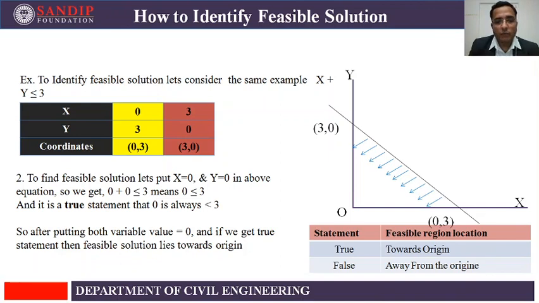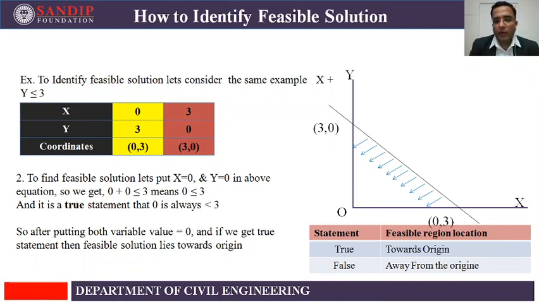So whatever statement we have got after putting both variables, x and y, as 0, the final statement is 0 is less than 3, and this is a true statement. It means 0 is always less than 3. And if this statement, which we have got after putting x and y equal to 0, is true, then the feasible solution always lies towards the origin.